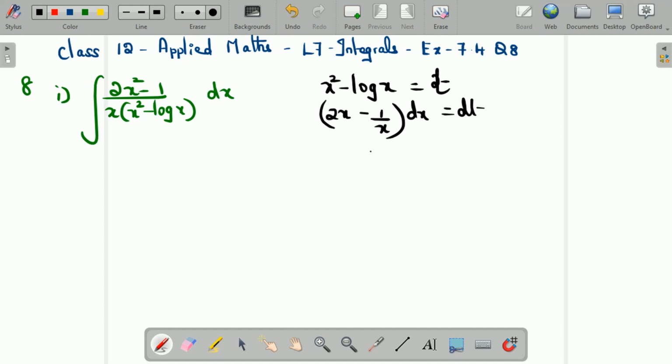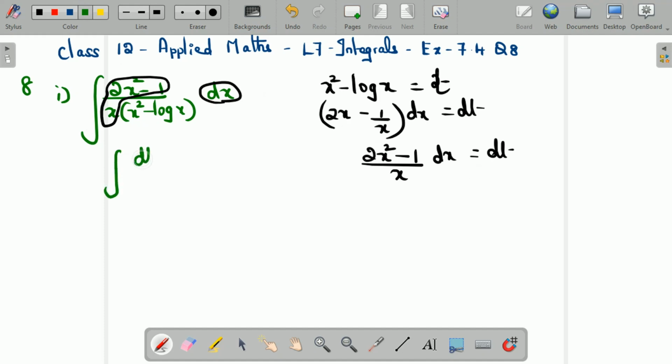So let's take LCM. So this will become (2x squared minus 1) by x dx is equal to dt. Now if you look at the integration, (2x squared minus 1) by x dx together can be replaced by dt. So let's put this in. So this will become integral of dt divided by t. So directly we can apply the formula. So this is equal to log t plus c. So this is log of x squared minus log x plus c.